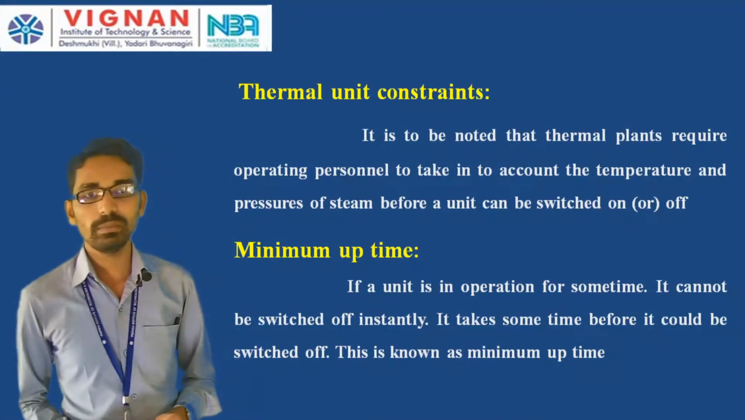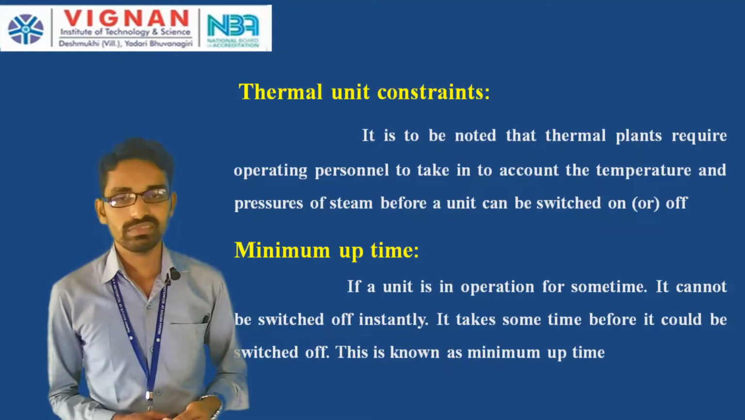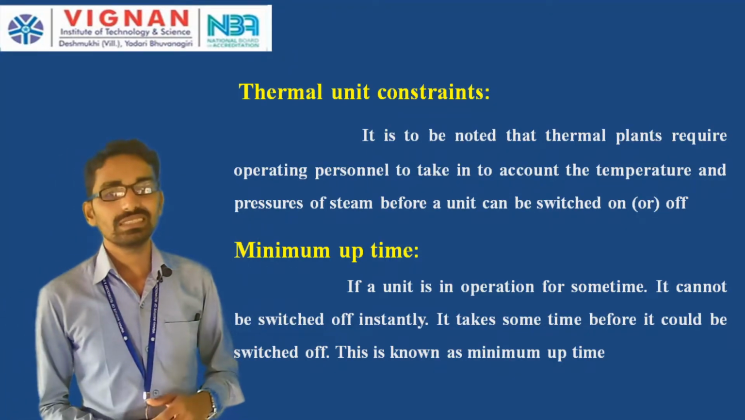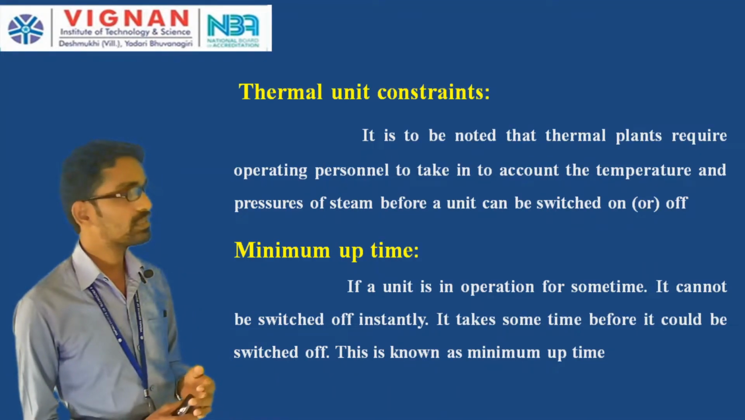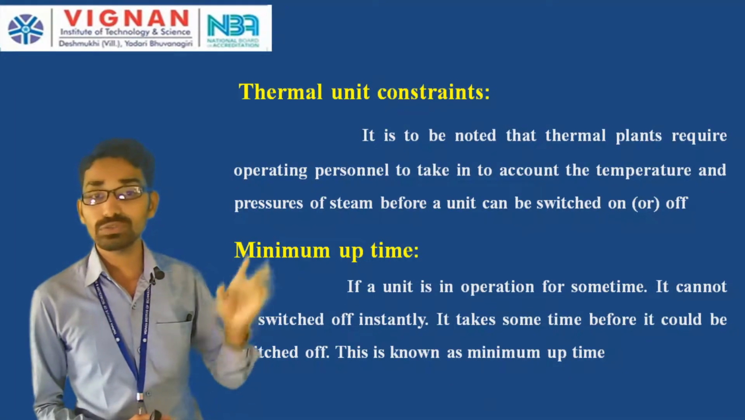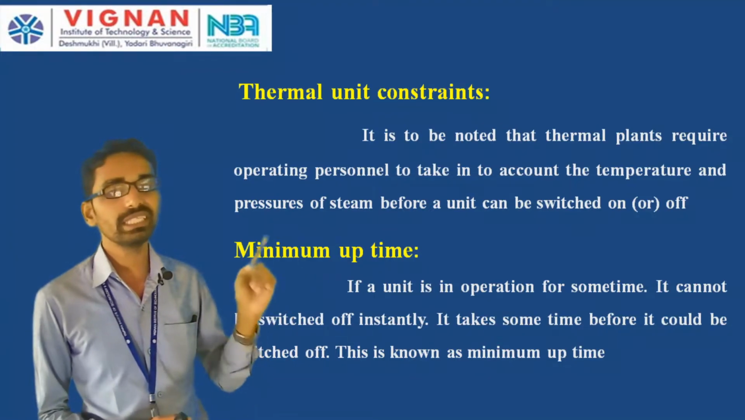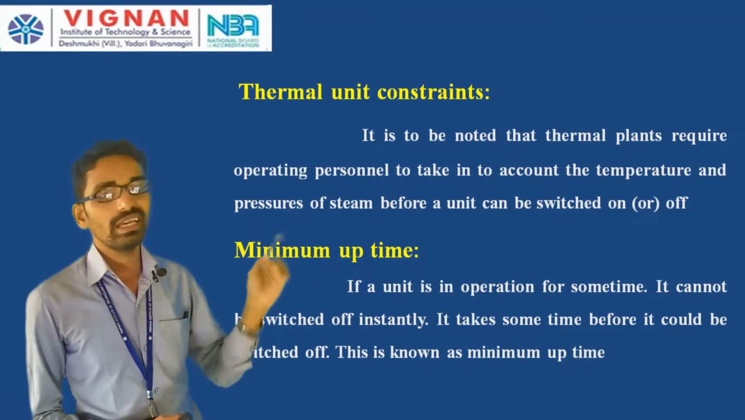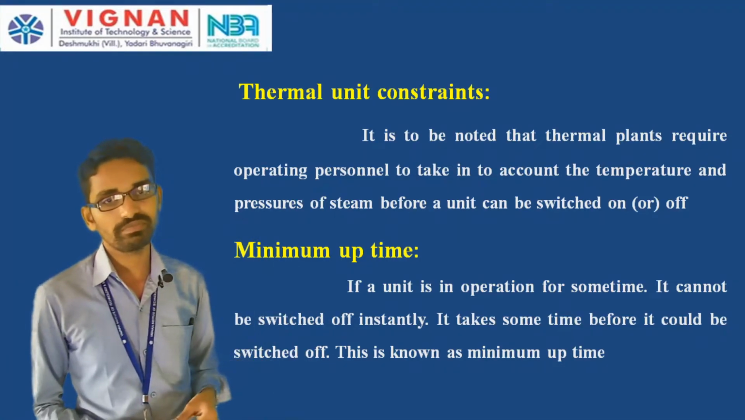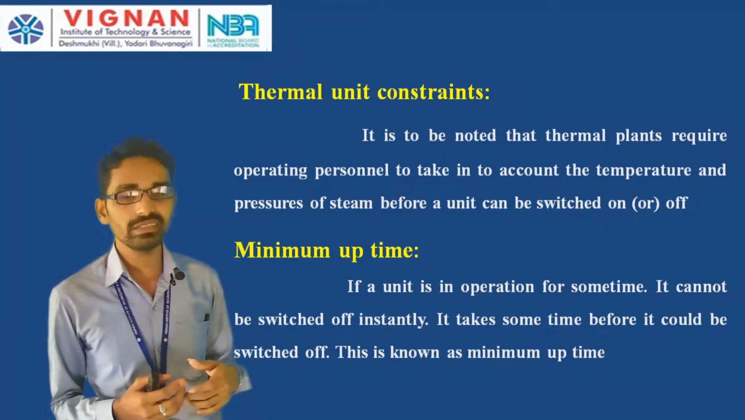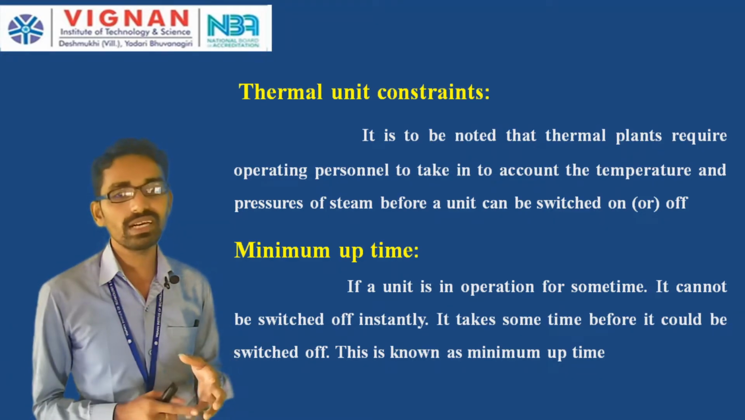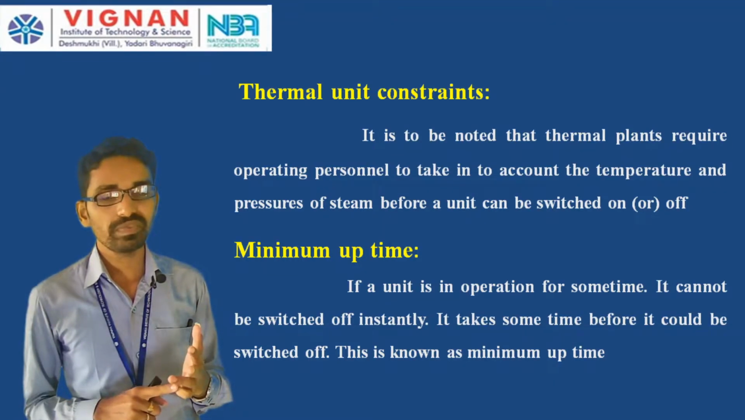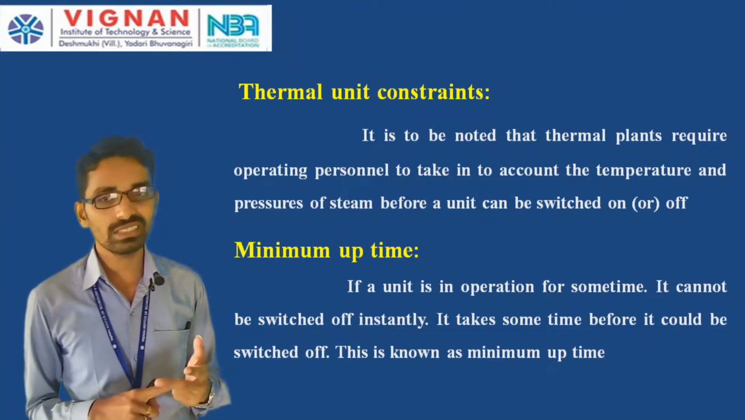And if you see here, the other constraint is thermal unit constraints. It is to be noted that thermal plants require operating persons to take into account the temperature and pressure of steam before a unit can be switched on or switched off. So, while switching on any unit, you need to consider what is the temperature of that steam and what is the pressure of that steam.